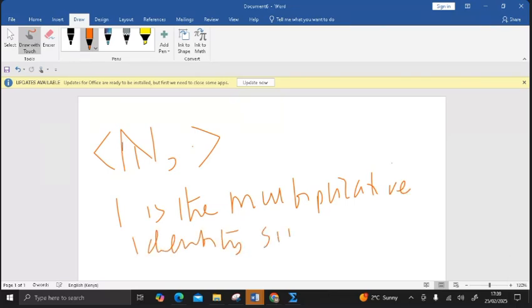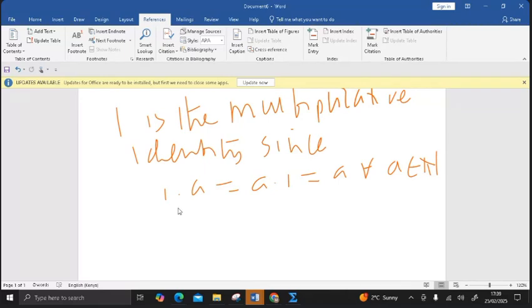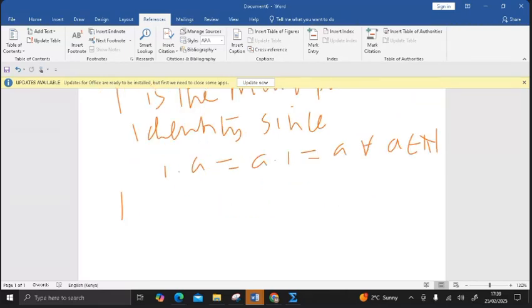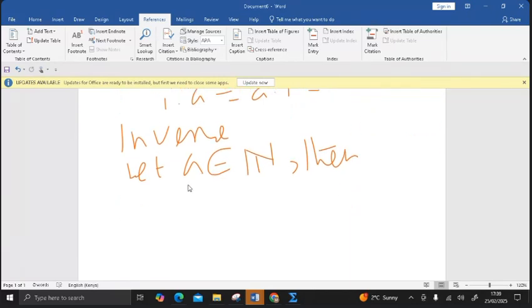You see, look at this. We have the set of natural numbers equipped with multiplication. Of course, one is the multiplicative identity, as we said earlier. Thank you. Since 1 multiplied by A is no different from A multiplied by 1, which is equal to A for every natural number. In simple terms, 1 fixes every natural number if we engage multiplication.